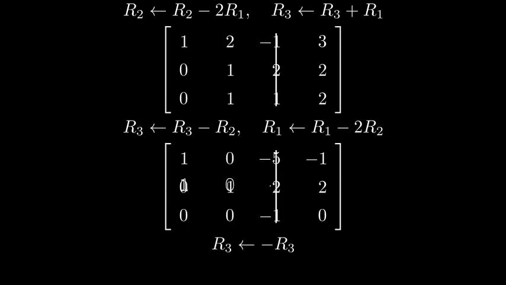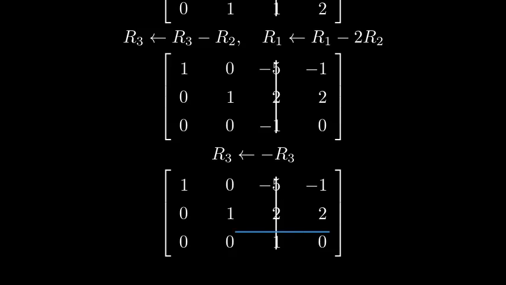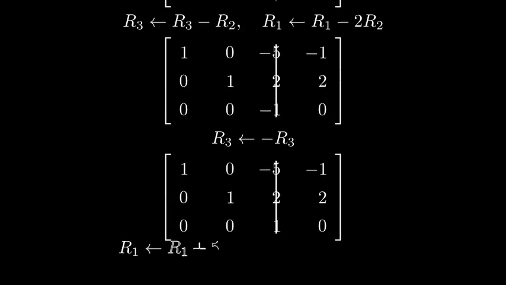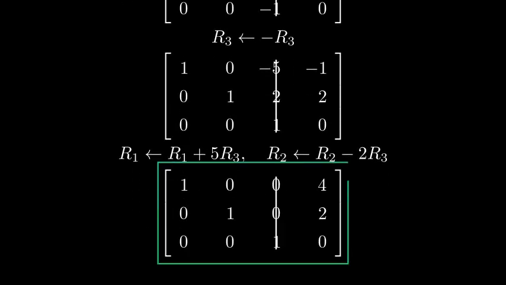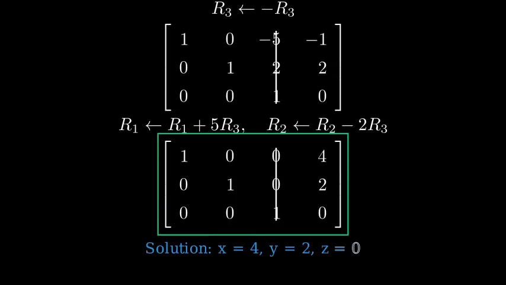For our third pivot in row 3, column 3, we have -1, so we need to scale row 3 by -1 to make it 1. Finally, we clear all entries above our third pivot. We add 5 times row 3 to row 1, and subtract 2 times row 3 from row 2.